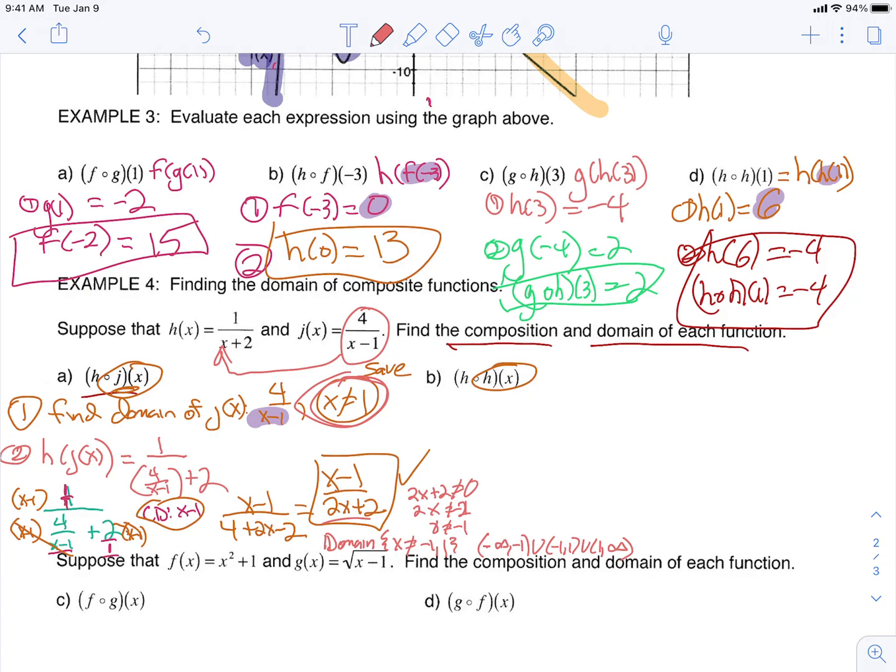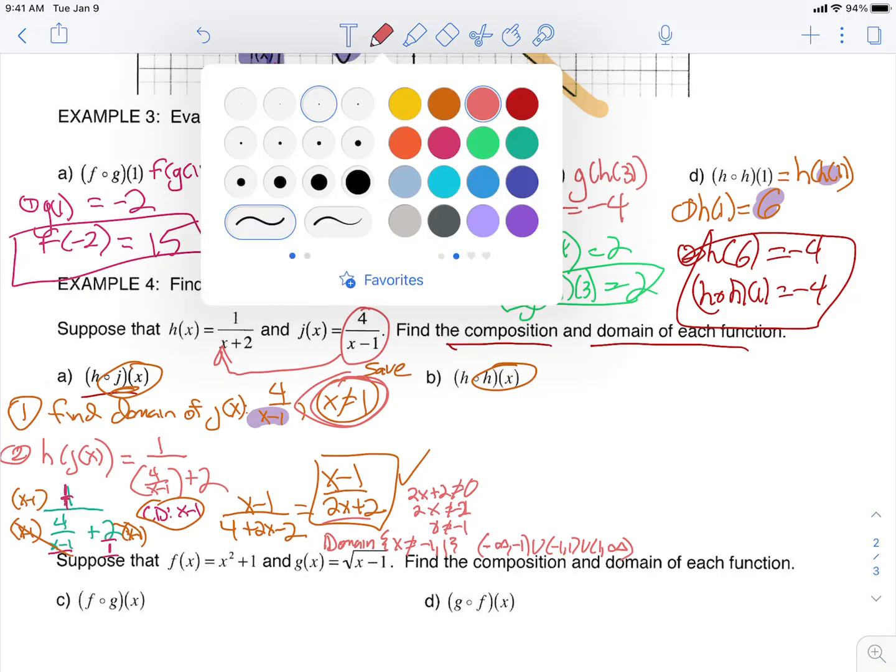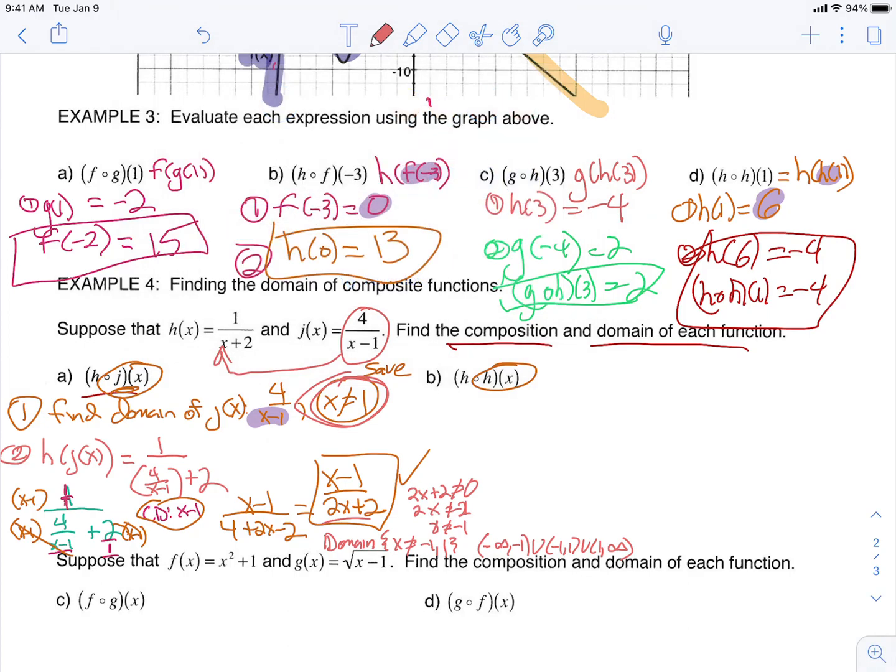Let's try B. I have to write really small because there's a lot of room there. I need a lot of room. All right, so first, let's first find a domain of h of x. So h of x is 1 over x plus 2. So that means my domain is x cannot equal negative 2. Save it. Okay, we'll come back to that later. Just save it for right now.